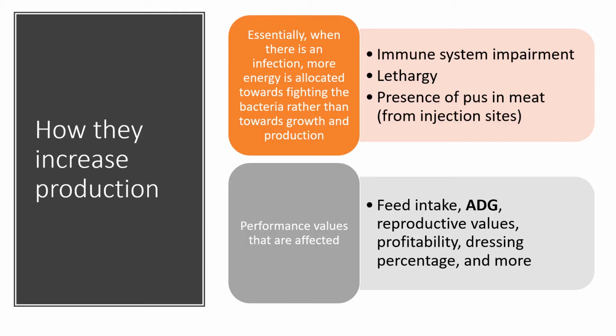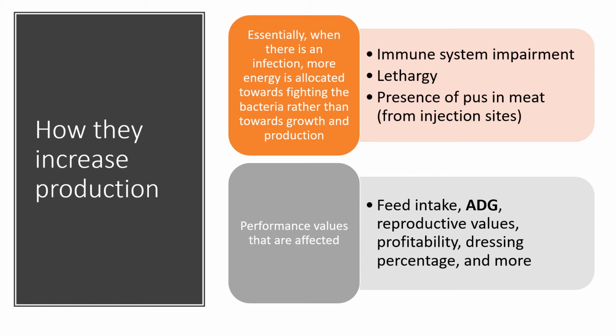So how do they increase production exactly, right? So they make you feel better, sure, and we don't really think about, from a human perspective, how they would increase production. But when you think about cattle and what an antibiotic would do for them, what it essentially does is, when there's an infection, more energy is allocated towards fighting the bacteria rather than towards growth and production, and you would see direct results in your average daily gain, and I'll get to that in a minute.